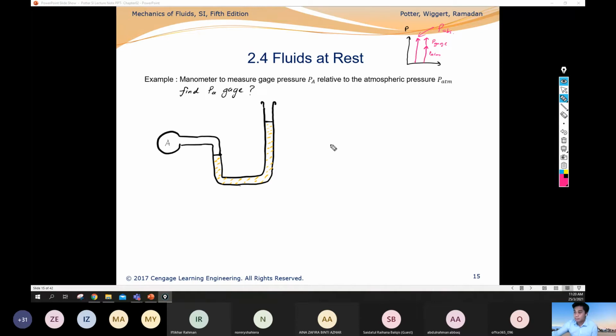Alright, so the question asks what is the P gauge of point A? So the first step, what we're going to do here is, this is our manometer. Our manometer is exposed to, can you see here? Exposed to atmosphere, PATM. Okay, we label atmospheric pressure. Do you think atmospheric pressure will exert force here? Yes. So the atmospheric pressure will exert the static force throughout the body.